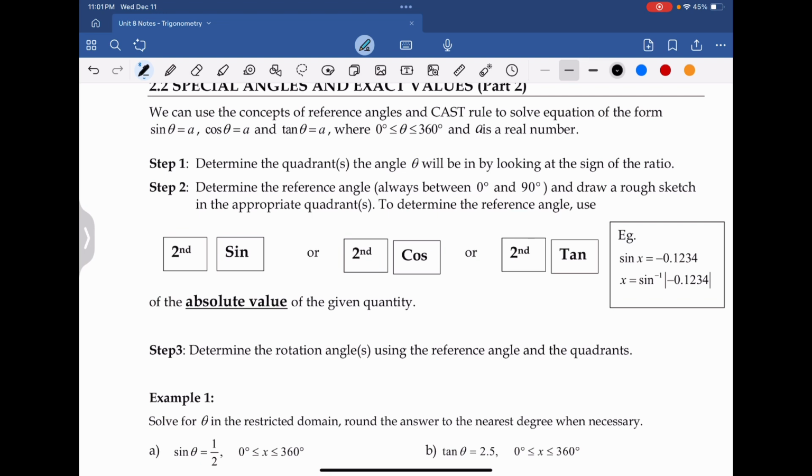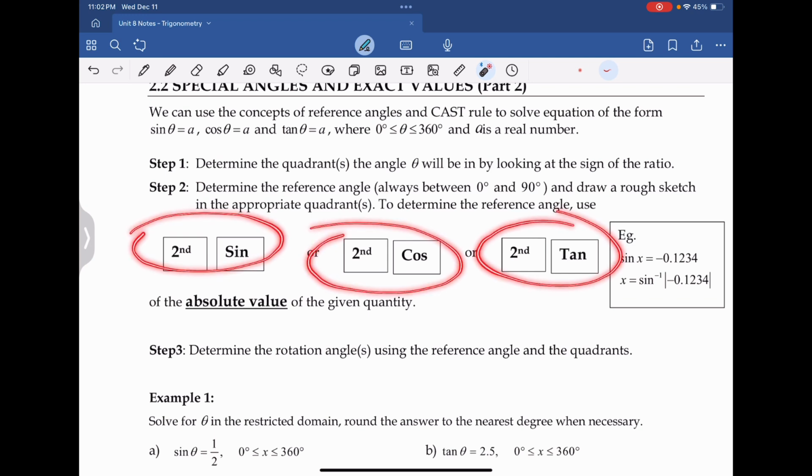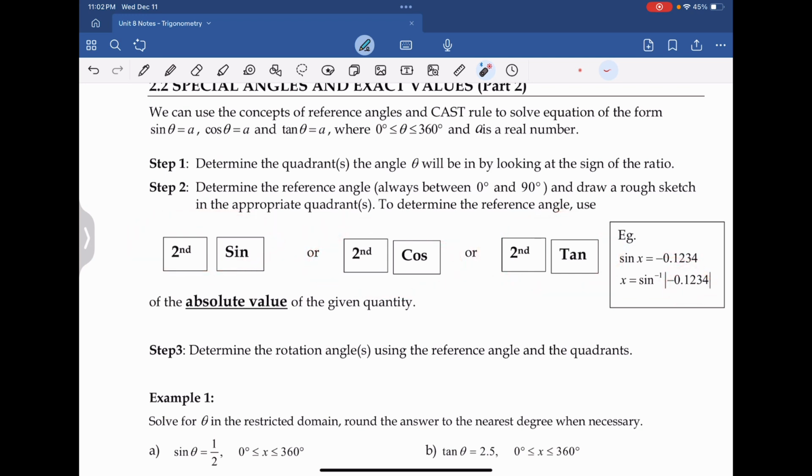Step number 2, determine the reference angle. And remember, this will always be a positive angle. It's always going to be between 0 and 90. And then we want to roughly sketch where this location would be, what quadrant, and what that reference angle looks like to help us figure it out. Now, to solve for that reference angle, we're going to take the inverse ratio of either sine, cos, or tan, and we want to take the exact value of whatever they give us so that we can figure out what is that answer in terms of it being in quadrant 1, and then based on that answer, put it into the different quadrants, and you'll see what I mean very shortly.